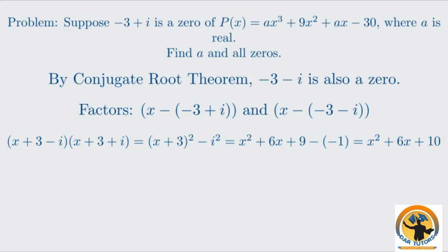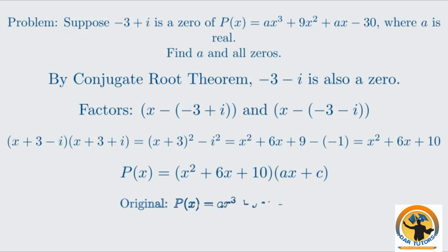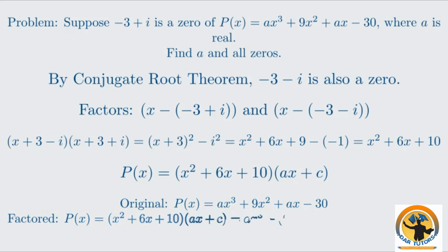Now we know that p of x can be written as the product of this quadratic factor and a linear factor. Since p of x is a cubic, the linear factor must be of the form ax plus c. So p of x equals x squared plus 6x plus 10 times ax plus c. We can find the values of a and c by comparing the coefficients of this expanded form with the original polynomial. The coefficient of x cubed in the original polynomial is a. In our factored form, it's the product of x squared and ax, which is ax cubed.